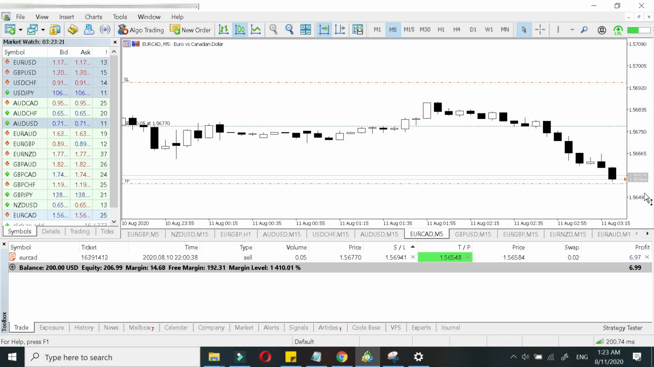The market is closed now, and the interest was added to the account. You can see an additional swap of 2 cents. That represents the rollover value that corresponds to the volume size we have entered.